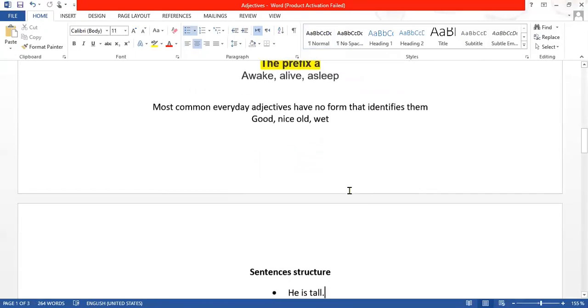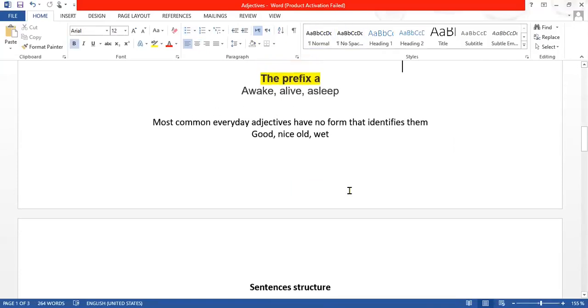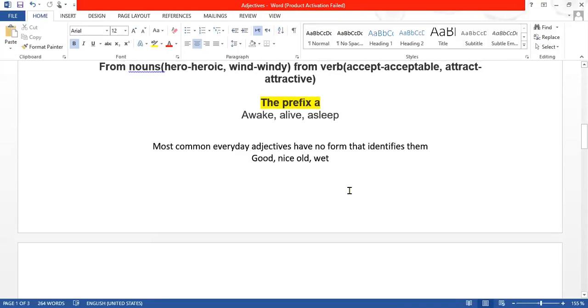Okay. And then there are some adjectives which we use in our daily life that we cannot identify by their suffixes. Like, for example, good or nice or old or wet. See, these adjectives are very hard to identify. Why? Because we don't have suffixes or prefixes with them. So the common adjectives that we use in our daily life, we cannot identify by their form. Then how will we come to know that these are adjectives?